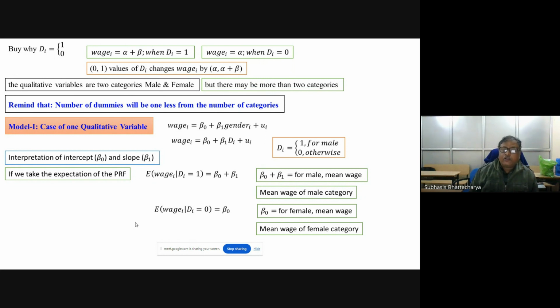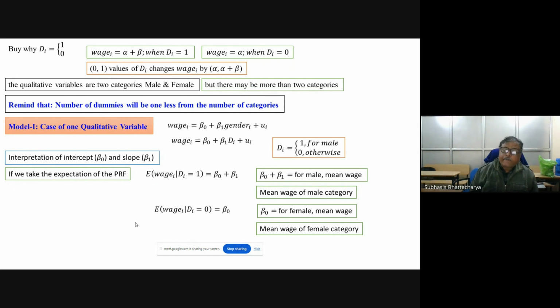Look at the framing of the dummy variable. Di is equal to 1 for the male and 0 otherwise. Remember that when we frame the qualitative variable in such a way, the 0 is considered the base group. So here the females are considered the base.